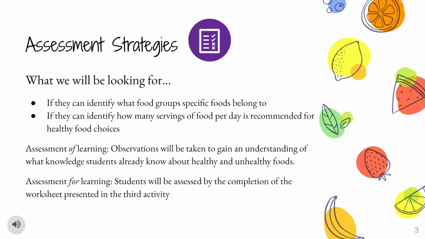What we will be looking for and assessing throughout the lesson is if students can identify what food group specific foods belong to, and if they can identify how many servings of food per day is recommended for healthy food choices. Assessment of learning involves observations which will be taken to gain an understanding of what knowledge students already know about healthy and unhealthy foods. Assessment for learning will look at students being assessed by the completion of the worksheet presented in the third activity.